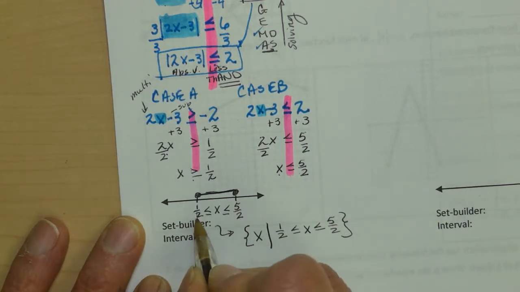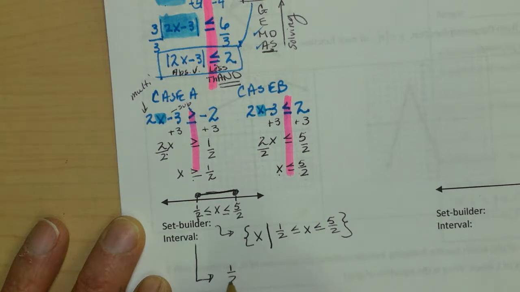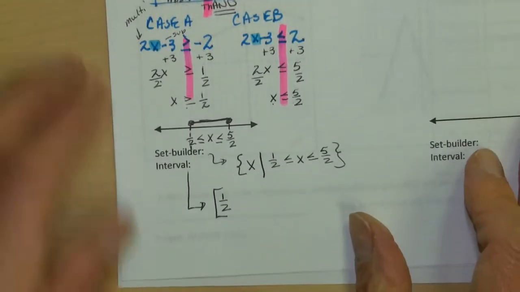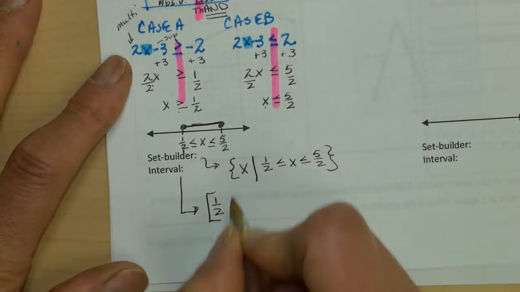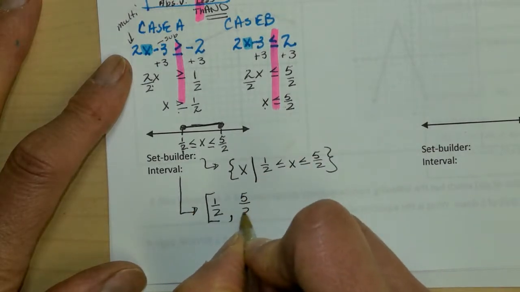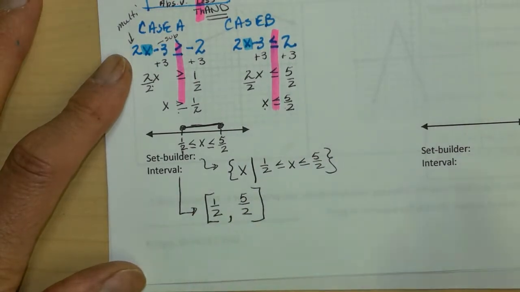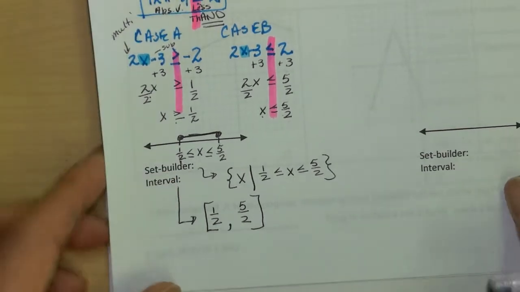Interval notation. I'm starting at 1/2. It includes it. And then I go all the way to 5/2. It includes it. So that is how I do problem D.